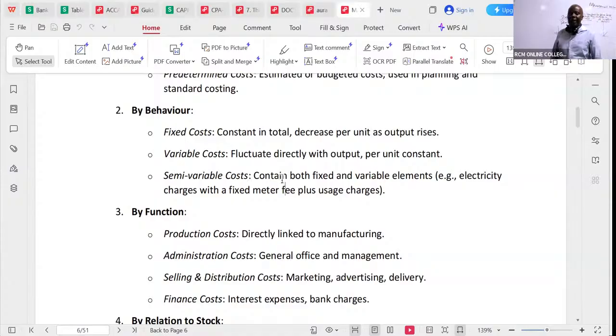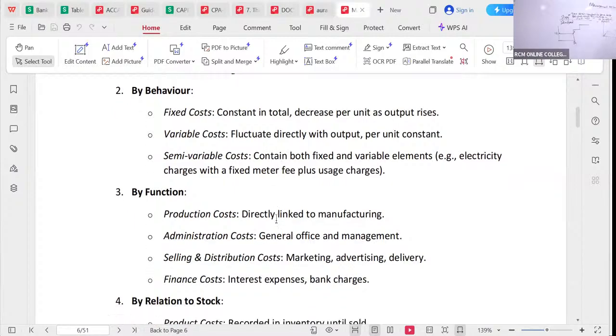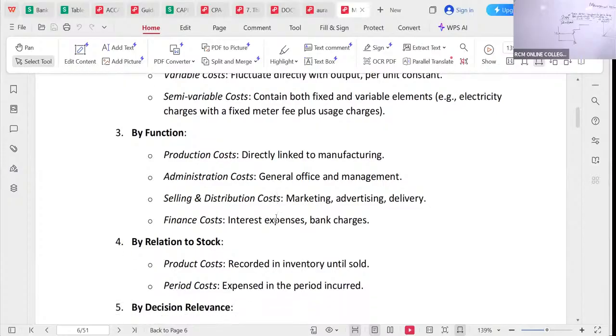So whenever you hear of function, those are basically the functions of a company. What do we do in these companies? Number one is to produce. So then we have in this case here production or manufacturing what here? Costs. After that, we go to administrative costs, distribution costs, finance costs. It is those functions. Very, very key. Number 4, classification of costs by relation to stock. Product costs are recorded in inventory until sold. Period costs are expensed in the period incurred.